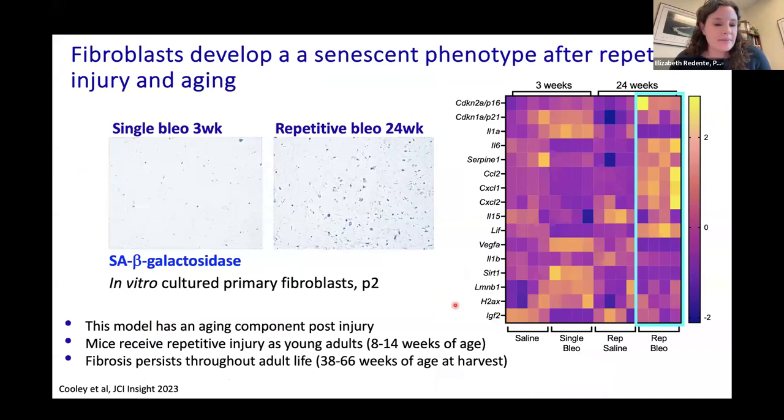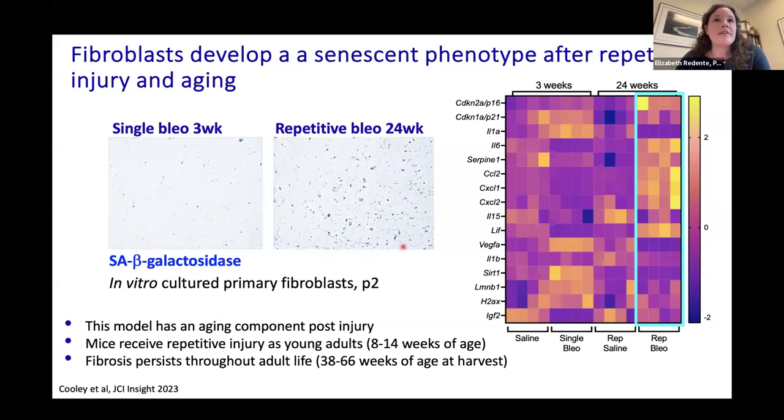Additionally, this is work that was completed and published recently by Joseph Cooley, who was a fellow in the laboratory. And he was really interested in understanding the fibroblast phenotype. When we do a lot of in vitro studies, and when he pulled the fibroblasts out of the lungs to grow them in culture after repetitive injury, he discovered that they had undergone replicative senescence. And so we were not able to passage them in culture past passage two, and they stain quite nicely for senescence-associated beta-galactosidase compared to fibroblasts that were coming out of the lungs just 3 weeks after bleomycin.